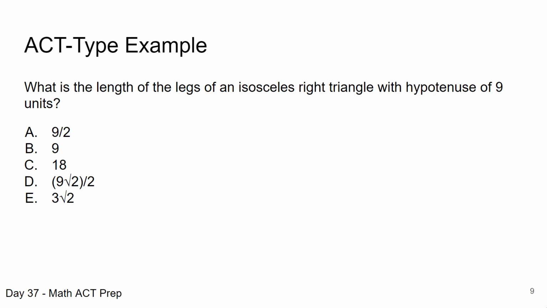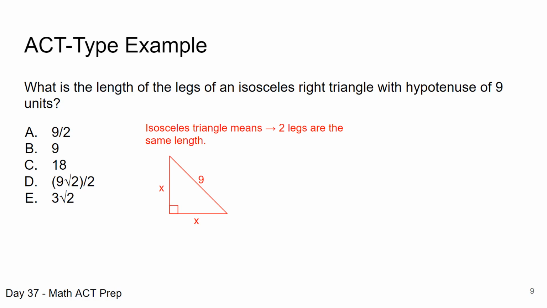The question asks, what is the length of the legs of an isosceles right triangle with hypotenuse of 9 units? So we have some good information in this question that's going to allow us to set this problem up. Isosceles triangle means we have 2 leg lengths that are the same. So we could draw this. We know it's a right triangle, so we have a hypotenuse of 9. We labeled that. The side length opposite the 90-degree angle is the 9. And then we have the 2 side lengths that are the same. That's our unknown, which is x.